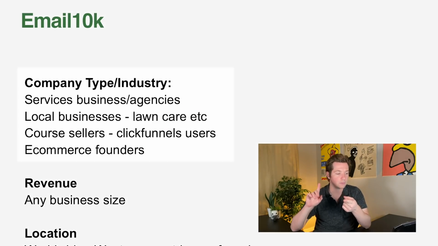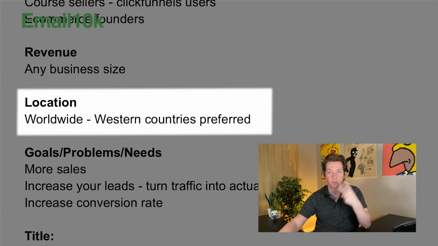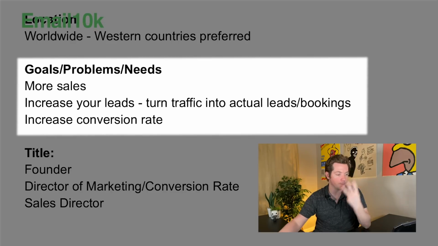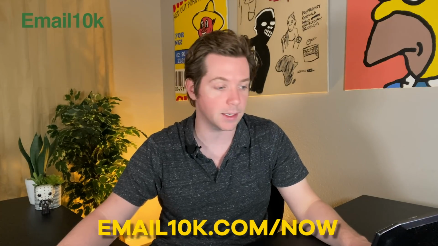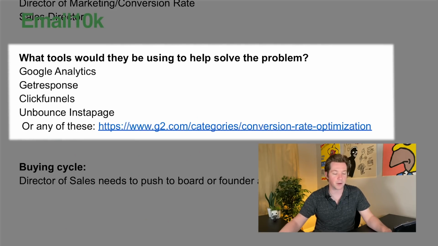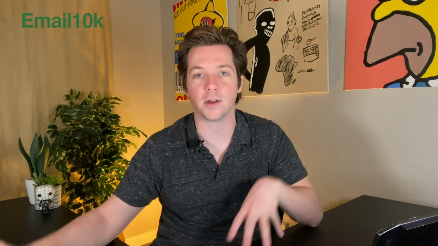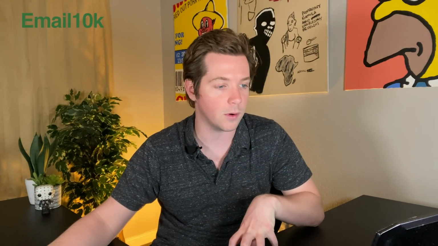So now we know the company type and industry that we're going after. We know the revenue we're going after. We know the location, anywhere in the world. We know the problems, so we can use this to write our cold emails better following the email 10K process. We know the title of the people we're going after, and we know the tools that are going to help us hone in on the perfect businesses to sell this on, and the buying cycle, so we know what to expect. And that's it. That's how you create a buyer persona for your business.